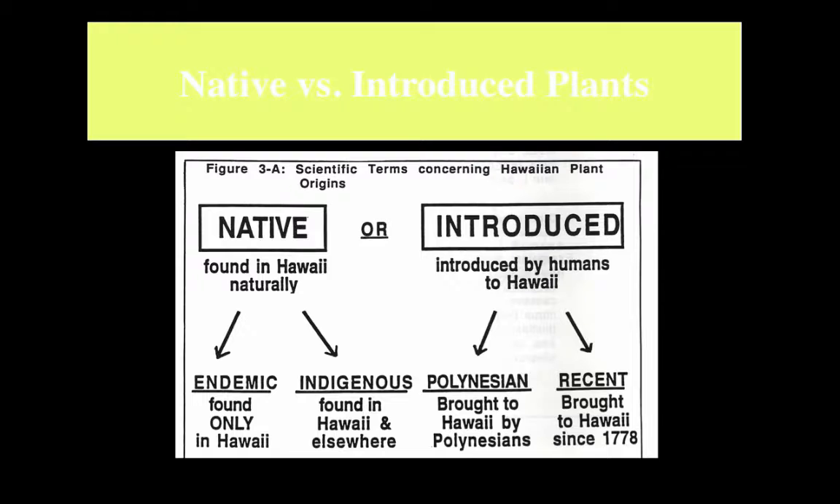When we're talking about introduced plants, these are plants that got introduced here by humans. Polynesian plants were brought in the canoes by Polynesians, so sometimes they're called canoe plants. Recent introductions are plants brought to Hawaii since 1778, since Captain Cook arrived in the islands. There are thousands of new species of recent introductions, and most species that we eat today are actually recent introductions, unless you're making a huge effort to eat only canoe plants. There are only 26 species of Polynesian plants.